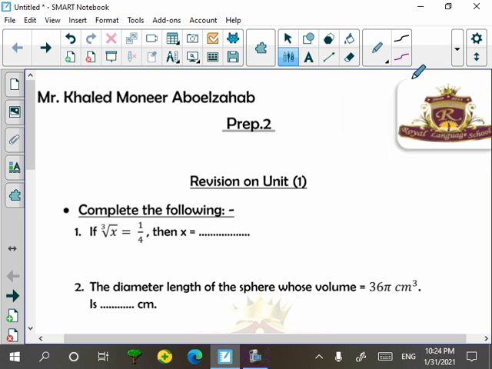Now we will start with our first session about revision on Unit 1. Okay, revision Unit 1, the first question.